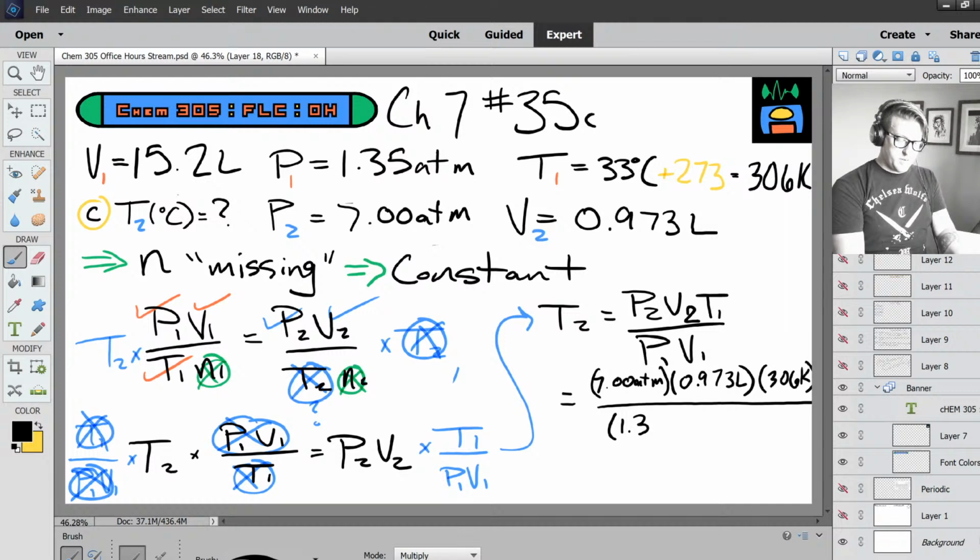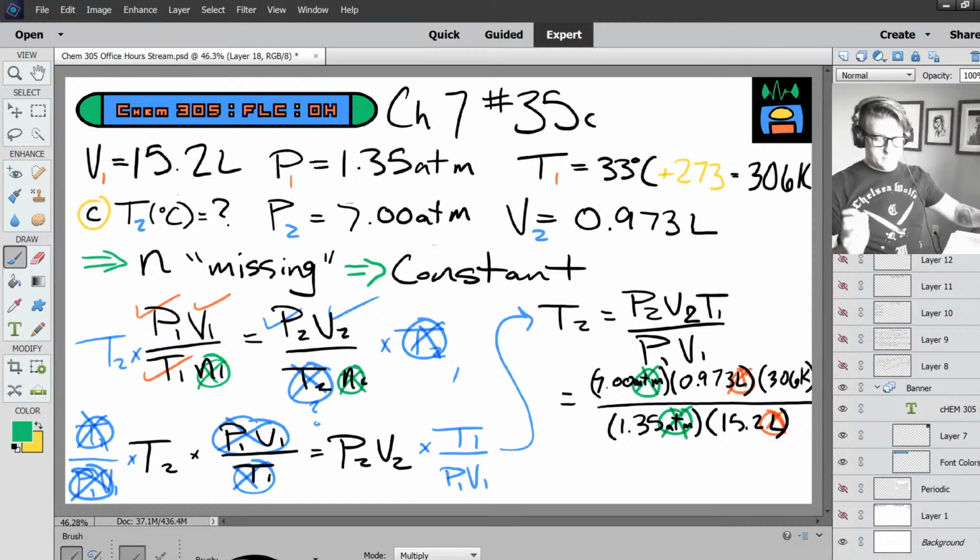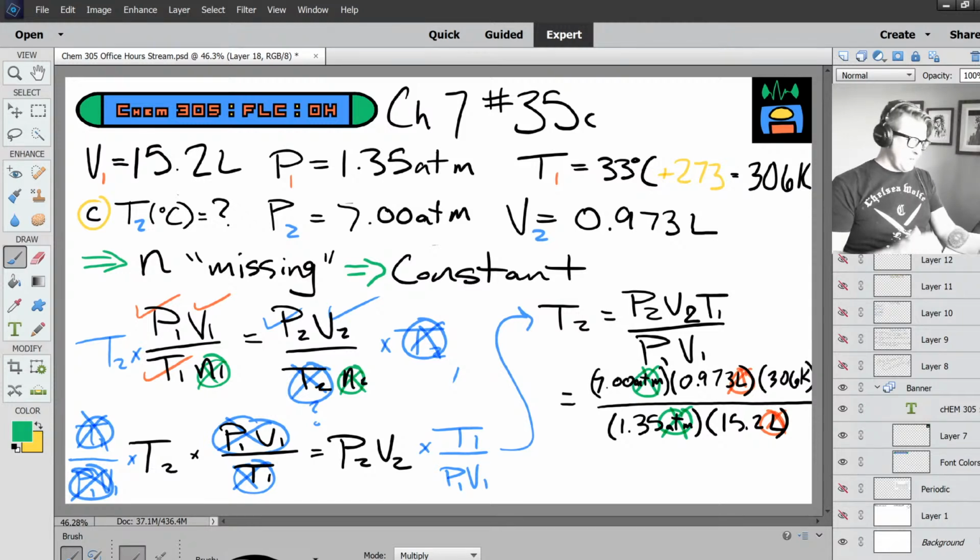P1 is 1.35 atmospheres, and V1 is 15.2 liters. Now you'll notice liters cancel liters, atmospheres cancel atmospheres, which is good, right? We want a temperature unit left over.